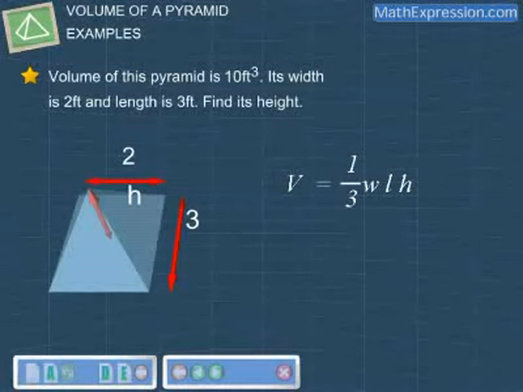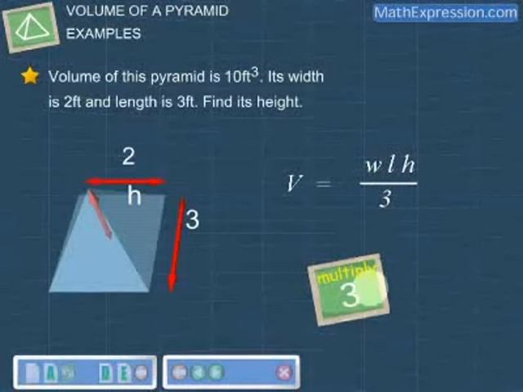First, note that it is easier to work with this equation if we change 1/3 WLH to the form of fraction, 1 WLH over 3. 1 WLH is the same as WLH. Next, we can remove this fraction by multiplying both sides of the equation with 3. This gives 3V equals WLH.